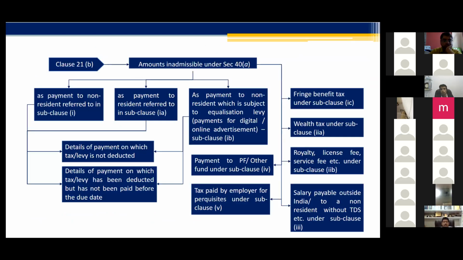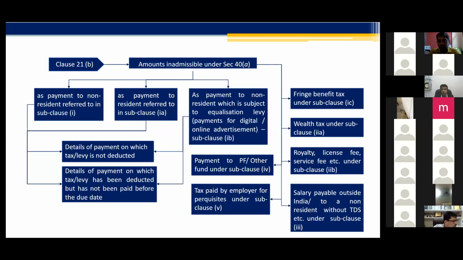Coming to amounts inadmissible under section 40A, 40A(1)(a), (1)(b), (1)(c). Any payments, there is a huge list which you have to report under section 40A. It's a general reporting under clause 21(b). 40A(1) refers to payments to non-residents on which tax has not been deducted or deducted and not paid. 40A(1)(a) refers to a resident. Then (1)(b) refers to equalization duty and so on and so forth. So there are many clauses which you have to ensure.